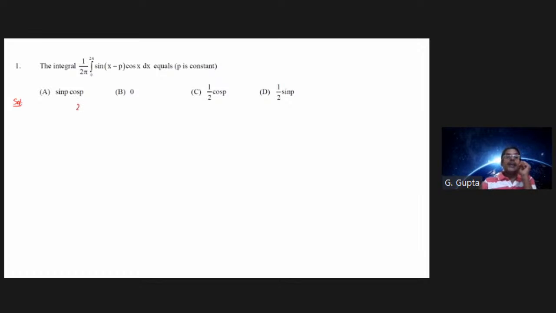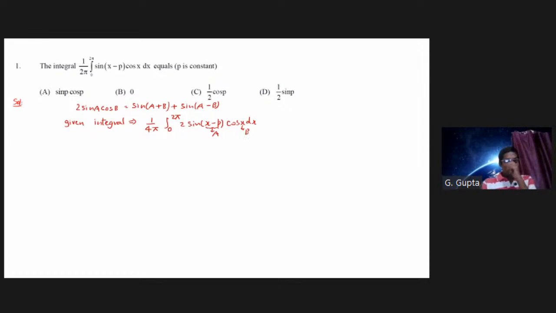Okay, 2 sin A cos B is equal to sin A plus B plus sin A minus B. Using this, the given integral changes to, multiplying by 2 and dividing by 2, 1 by 4 pi integral 0 to 2 pi 2 sin x minus p into cos x dx. So this is angle A, and this x is B.